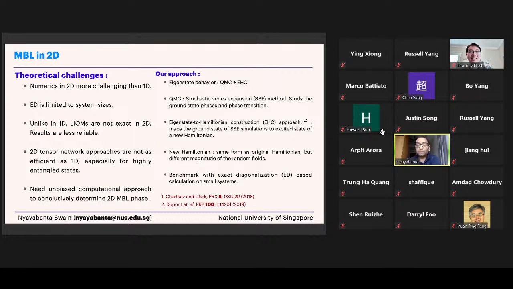With this QMC, we can obtain the ground state and study the phase transitions in the ground state. Having obtained the ground state, we use the eigenstate to Hamiltonian construction approach to map these ground states and find new Hamiltonians, or target Hamiltonians, for which our ground state is an excited state. So by combining quantum Monte Carlo and this EHC technique, we are able to study the behavior of eigenstates. This is a numerical calculation, so for small system sizes we also use exact diagonalization calculations to benchmark our QMC results.